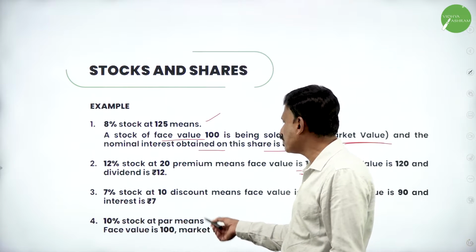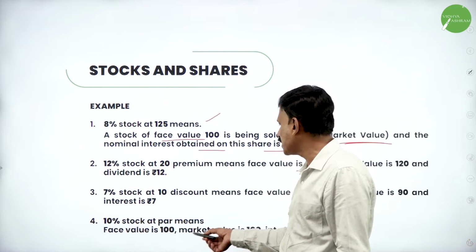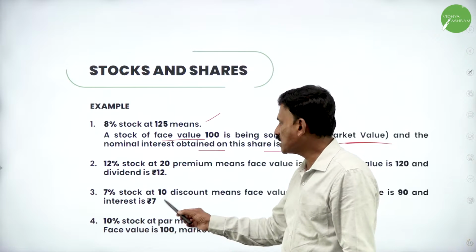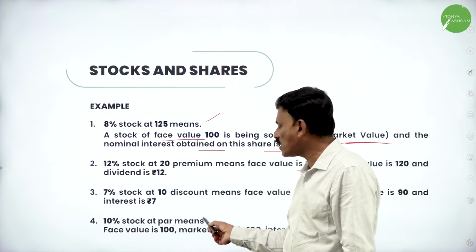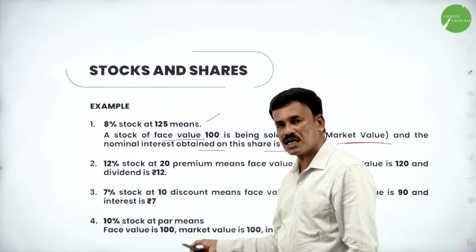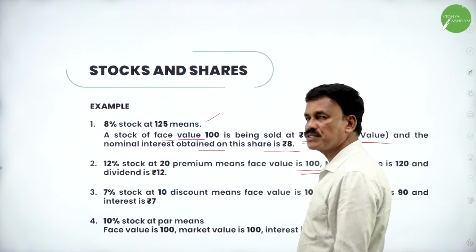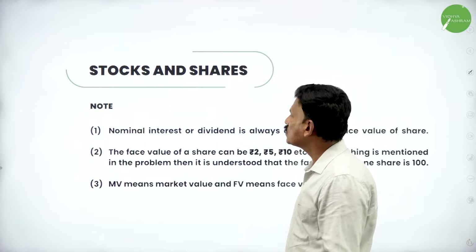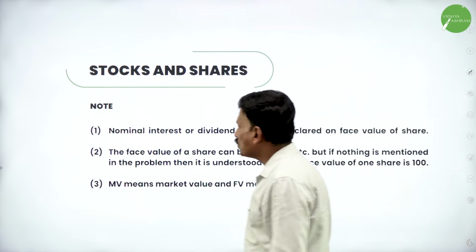Suppose if 10% stock at par means face value is 100, market value is 100, the interest is 10. So 10% stock at par means face value is 100, market value is also 100, whereas the interest is rupees 10.